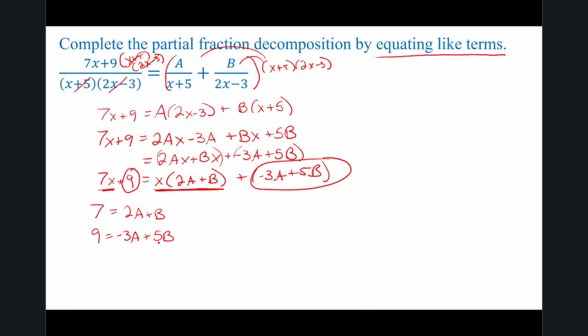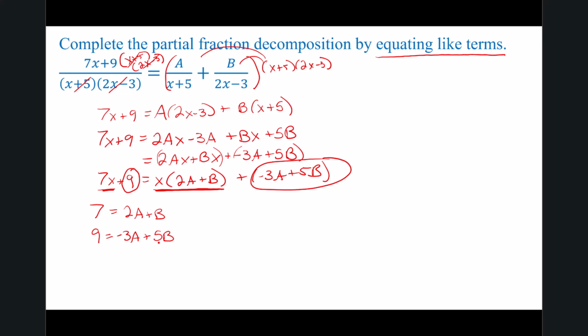And that's what I mean by equating like terms. Whatever the coefficient of the term on the left, so the coefficient of the x is 7, which means the coefficient on the right side of the equal sign also has to be 7. And if the constant on the left side is 9, the constant on the right side also has to be 9. Now this is the system of equations I need to solve.